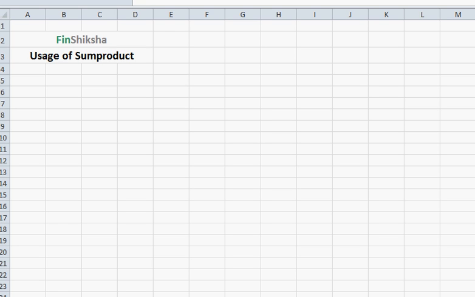Hi, we are going to use a function called SumProduct today to understand and find out the portfolio value. The portfolio would have a certain number of securities and we are being given their current market prices. The task here is to find out the total portfolio value.